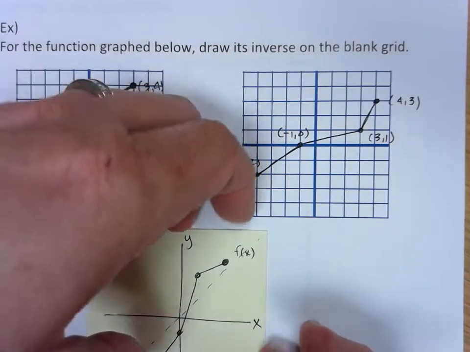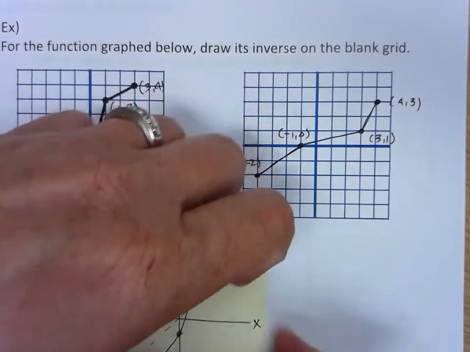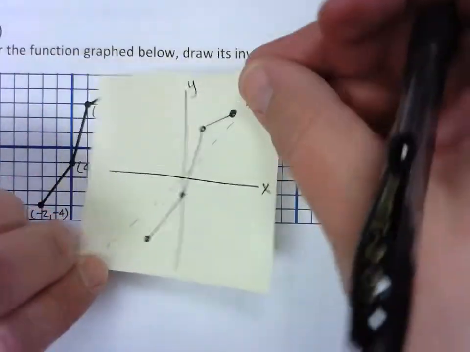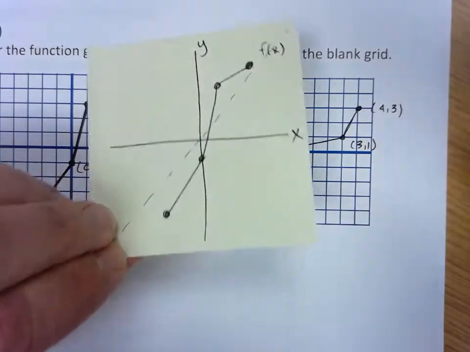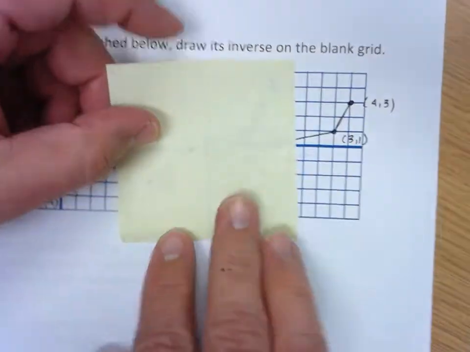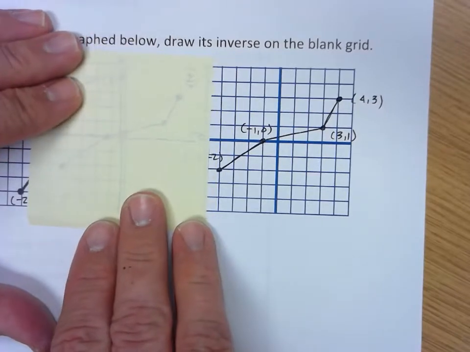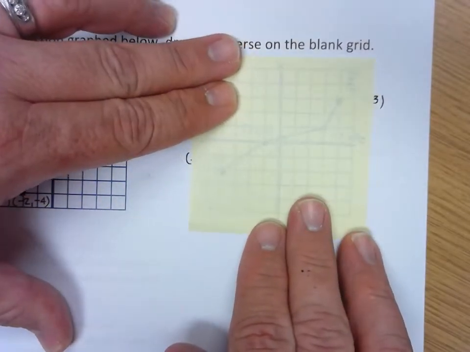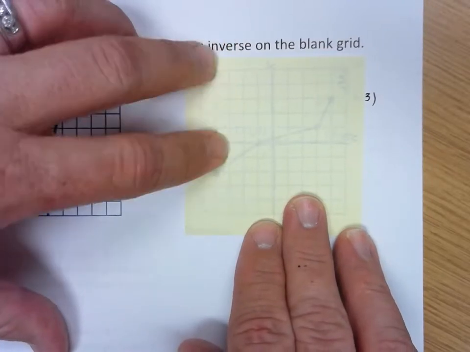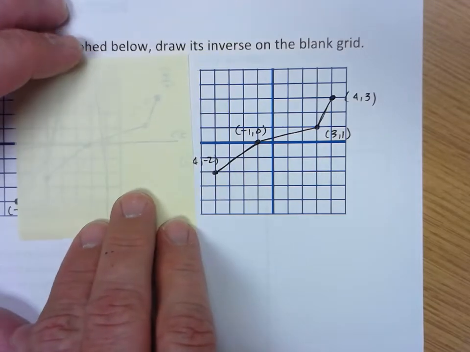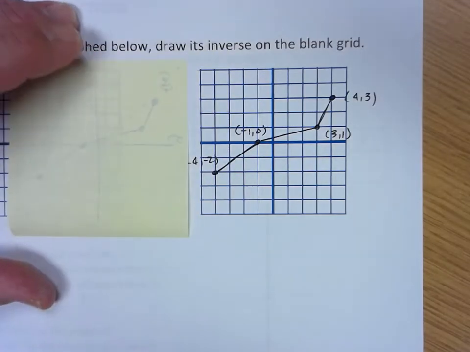But even if I overlap my post-it note graph with this much more accurately drawn graph, here's the original image that I traced, grab the upper right corner, lower left corner, flip it diagonally, you can see there's still a good point-for-point matchup when I overlap my post-it note and the graph that I just made. So either way, it's a handy way to create the inverse: use that symmetry with the line y equals x.